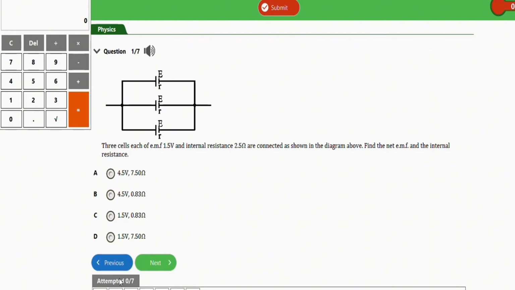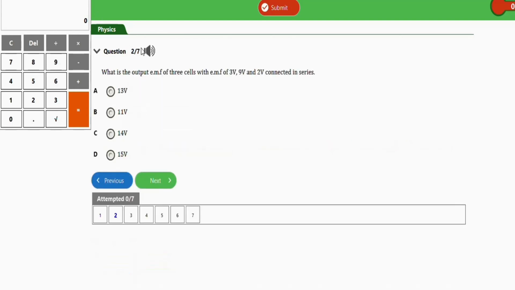Let's solve the next repeated question. It says, what is the output EMF of 3 cells with EMF of 3V, 9V, and 2V connected in series? Since it's talking about series connection, the output EMF of the 3 cells will be 3V plus 9V plus 2V. When you talk about series connection, you add each of them. When you sum, you're going to have 14V. So the correct option in this question is option C, 14V.